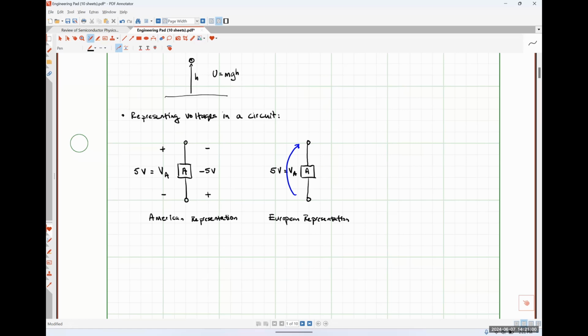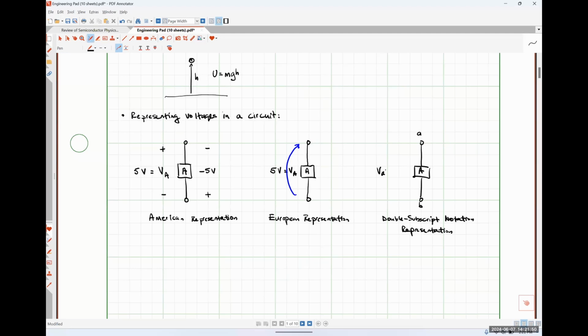And then the last way that we will see voltages represented is what I'm going to call the double subscript notation representation. So we have our generic circuit element. I can call it circuit element A if I choose to. And in this method, our terminals are given specific names. So we have terminal A on top and terminal B on bottom.